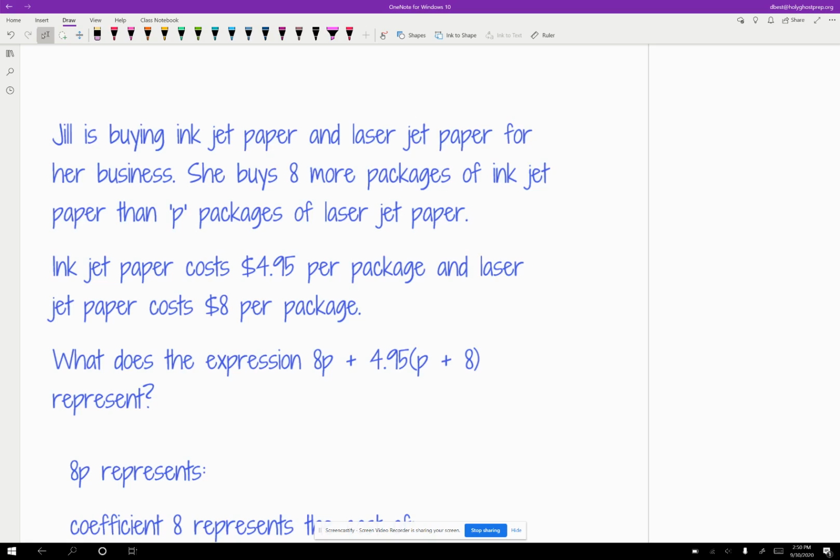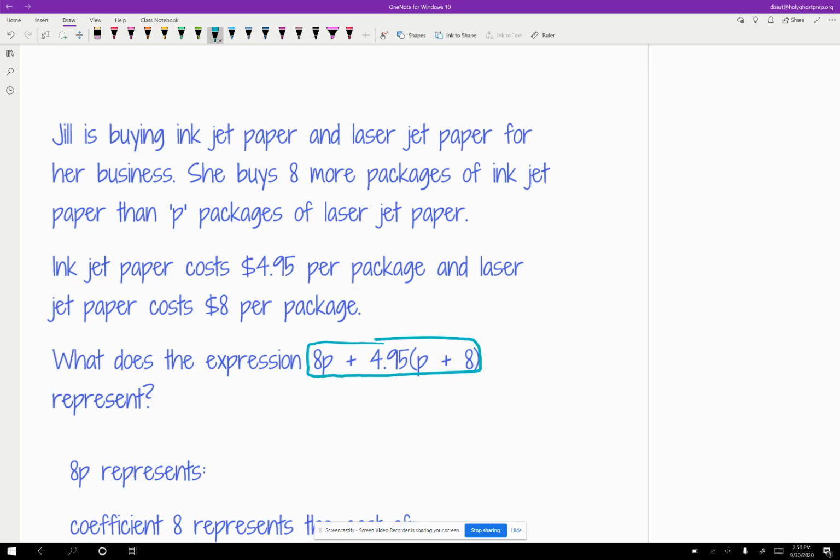Jill is buying inkjet paper and laserjet paper for her business. She buys 8 more packages of inkjet paper than P packages of laserjet. Inkjet costs $4.95 per package, and laserjet costs $8 per package. So I've got this whole big expression here of 8P plus 4.95 times (P plus 8). And I want to know what that whole thing represents. And we're going to walk through this a little bit.